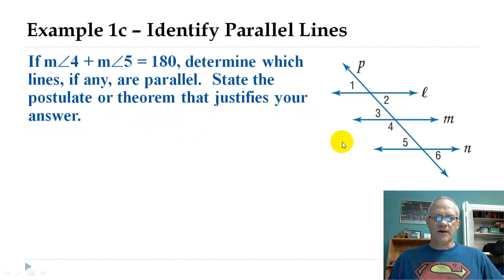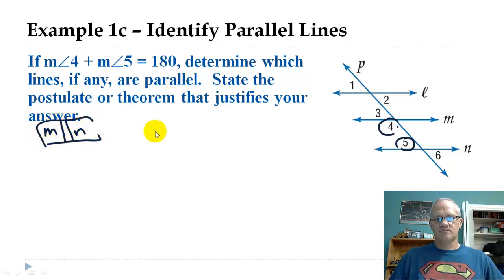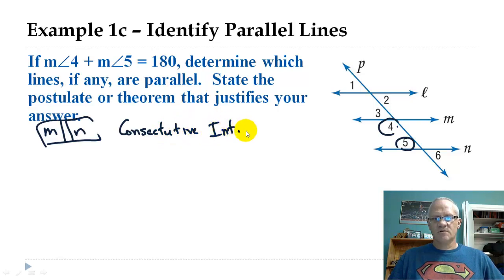All right, thirdly, how about this one? Angle 4 and angle 5. Here they are right here. They add together to be 180. Well, if these add together to be 180, what lines must be parallel then? M and N. And so here we would say M is parallel to N. And why is that? What are those angles called? They're called consecutive interior angles. And that's the consecutive interior angles converse.